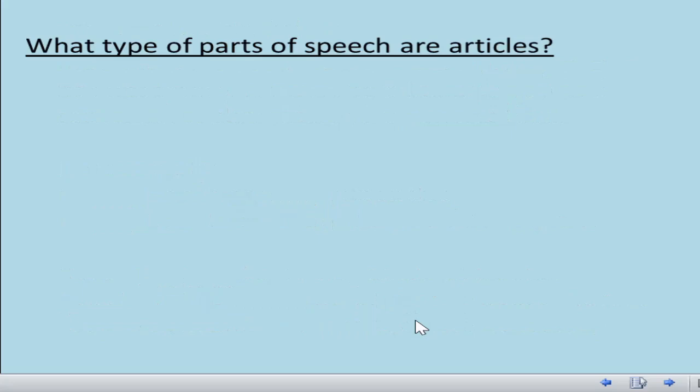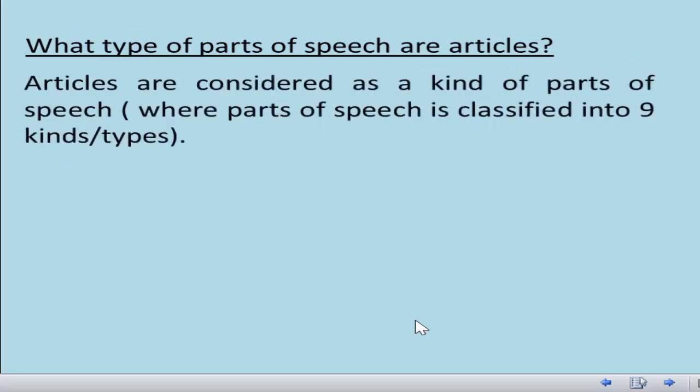What type of parts of speech are articles? Articles are considered as a kind of parts of speech, where parts of speech are classified into 9 kinds or types. So here is a confusion. How many parts of speech are there in English grammar? In traditional grammar, we see there are 8 kinds of parts of speech, but other grammarians say there are 9 parts of speech in English grammar, and articles is one of them.